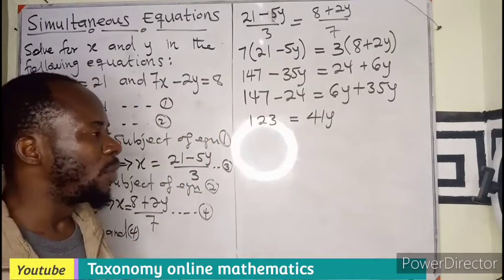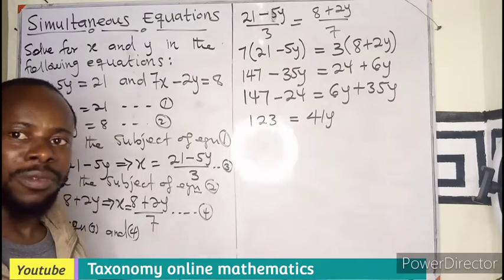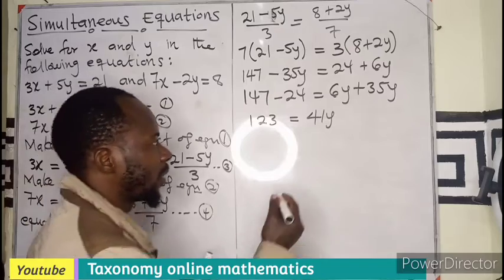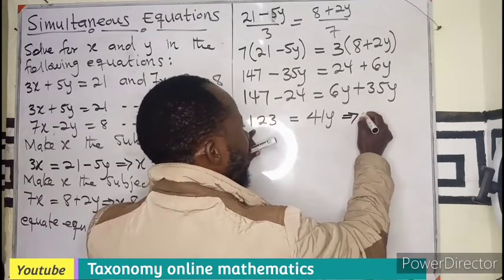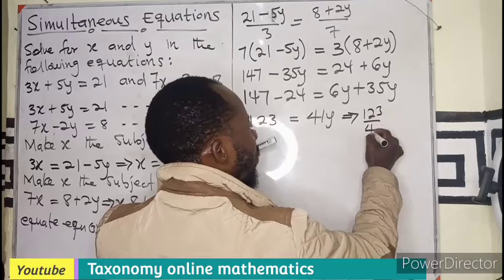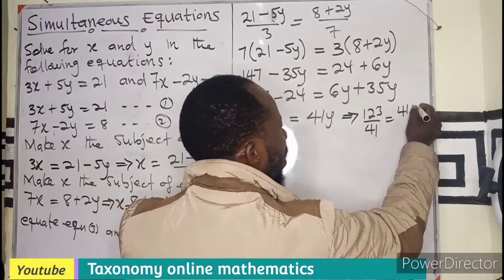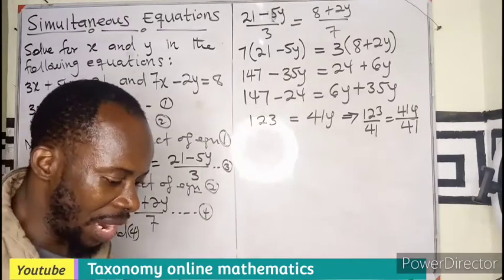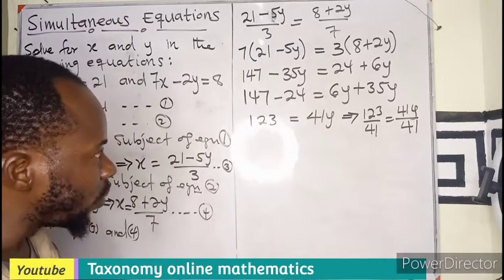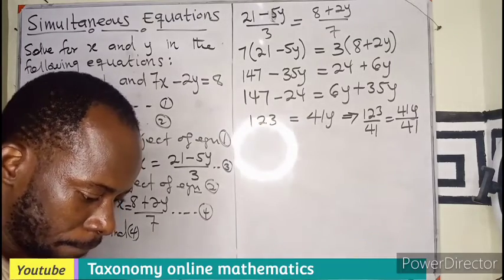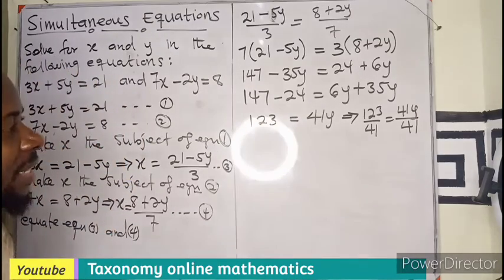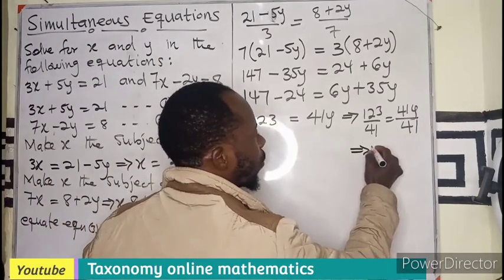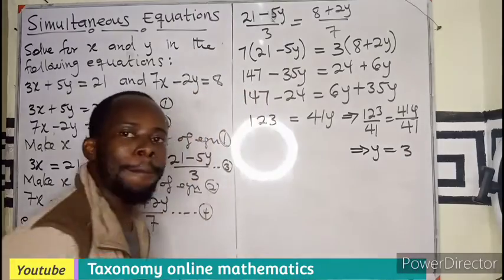If I have that, I am looking for y. So what will I do? Divide both sides of the equal sign by the coefficient, which is what? 41, sorry. So that means 123 over 41, that is 41y over 41. Let's check that on our calculator and see what we can get. And that will give us 3. So we are going to have our y equals 3.